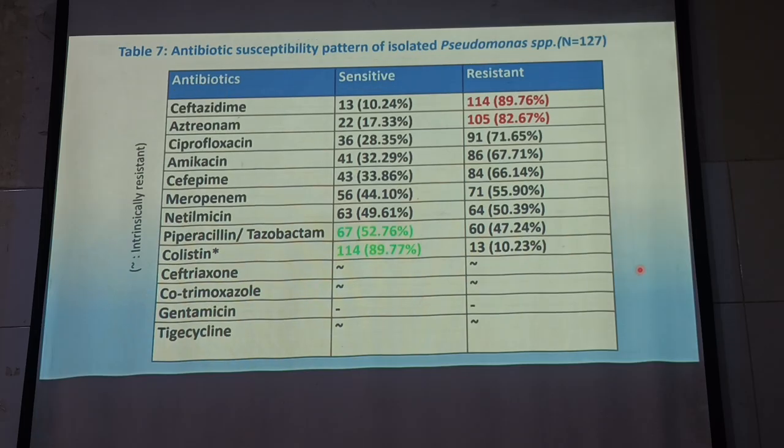Table 7 shows the antibiotic susceptibility pattern of isolated Pseudomonas species. Over 80% of Pseudomonas species are resistant to ceftazidime and aztreonam, only 10 to 17% sensitive to these antibiotics. 20 to 33% are sensitive to ciprofloxacin, amikacin, cefepime. 44% sensitive to meropenem. 49% sensitive to netilmicin. 52% sensitive to piperacillin and tazobactam, and 89.77% sensitive to colistin. Ceftriaxone, co-trimoxazole, gentamicin, and tigecycline are not tested because they are intrinsically resistant to these antibiotics.